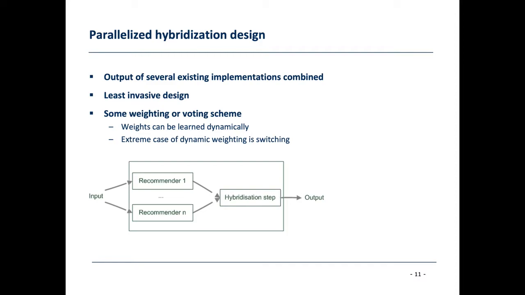But now what we're doing is we're using weights at the hybridization step to give us output. And those weights can either be learned dynamically, or they can be learned statically. And the weighting can actually be dynamic as well, in the sense that I might just want to switch from one recommender to another based upon what I perceive to be the context for the current recommendation that's being requested.